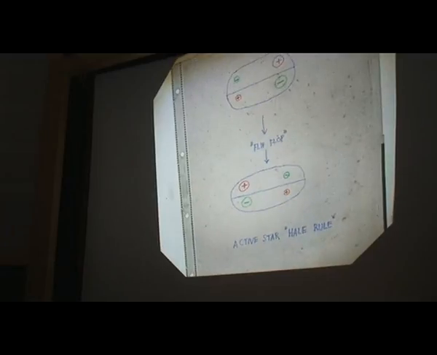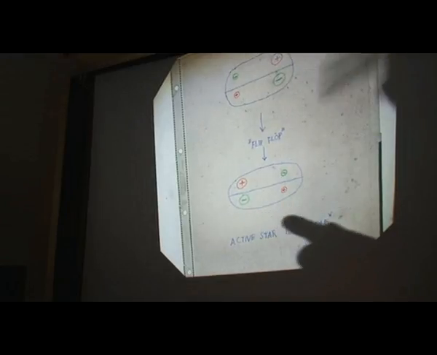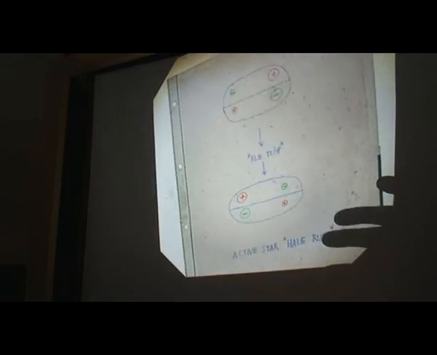So, the active star Hale rule. And here is this flip-flop effect, and the field changes the signs. So, how to prove these theoretical predictions?